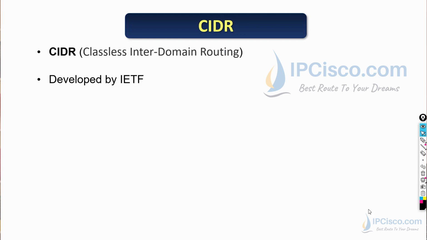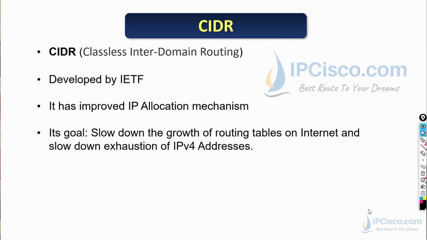And this is the point that CIDR comes and changes the rules of the whole game. What is CIDR? CIDR is classless inter-domain routing. It was developed by the IETF and it has improved IP allocation mechanisms. The main goal of CIDR is to slow down the growth of routing tables on the internet and slow down the exhaustion of IP version 4 addresses.